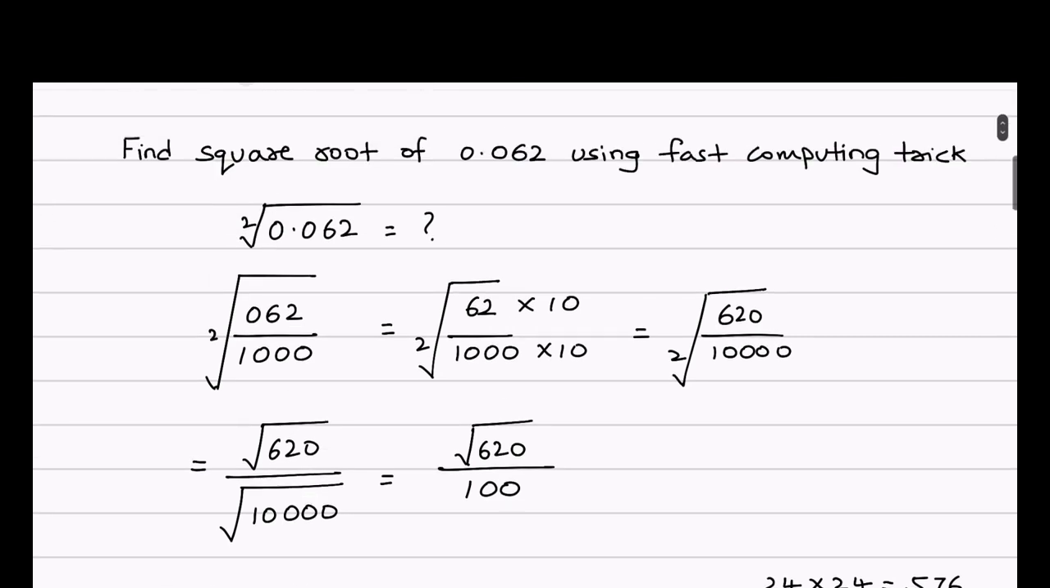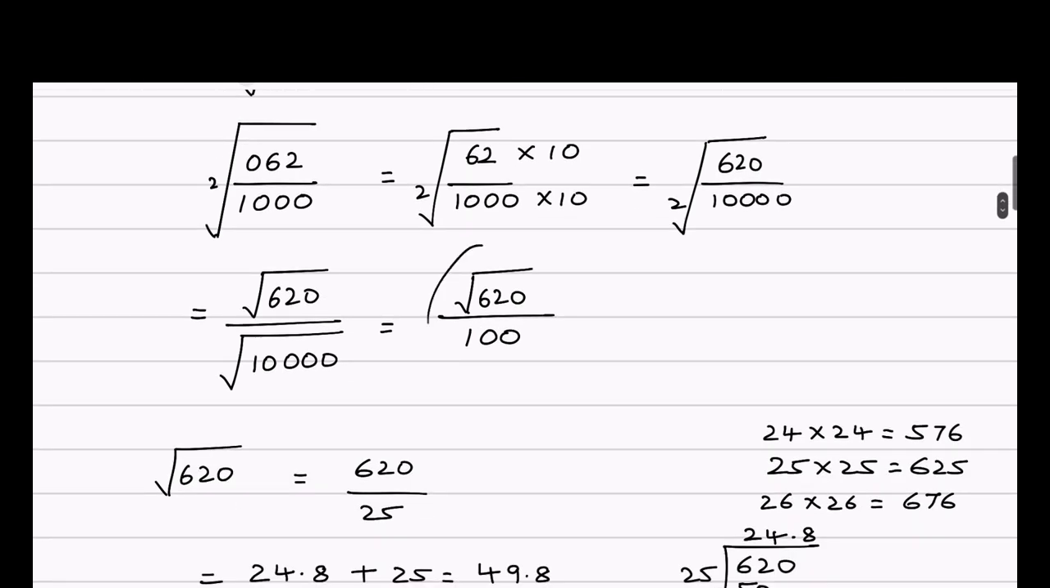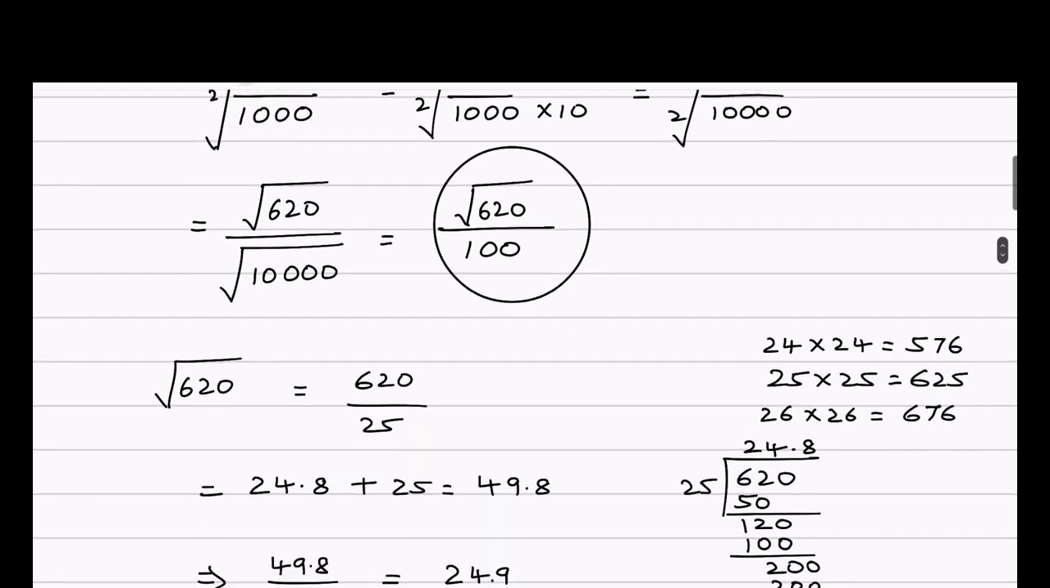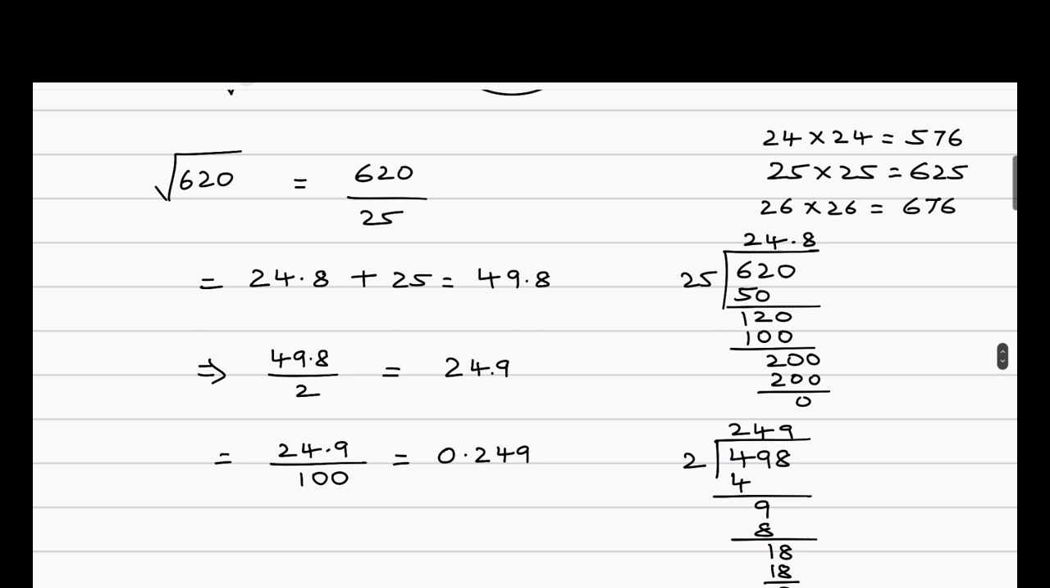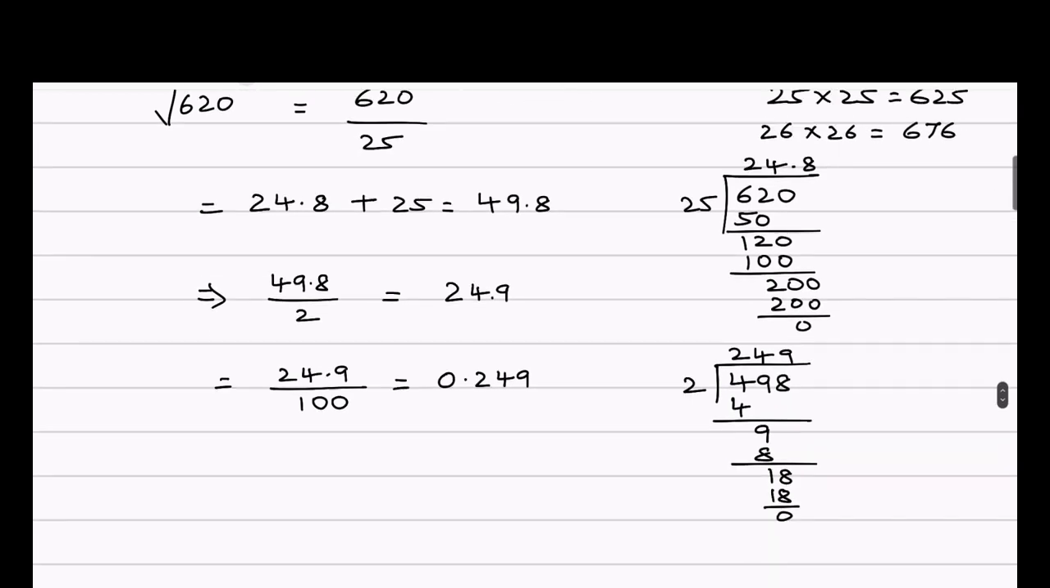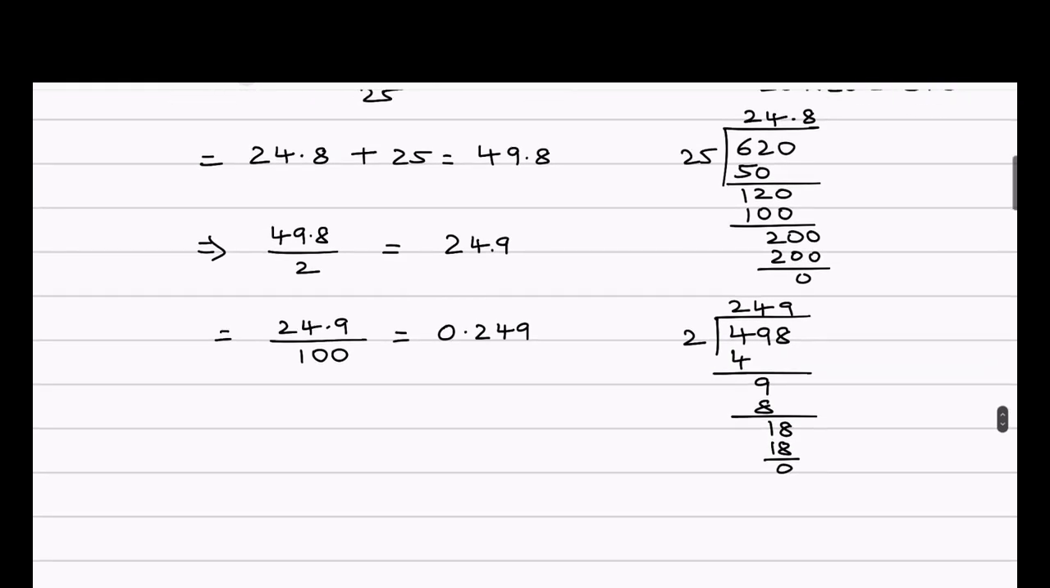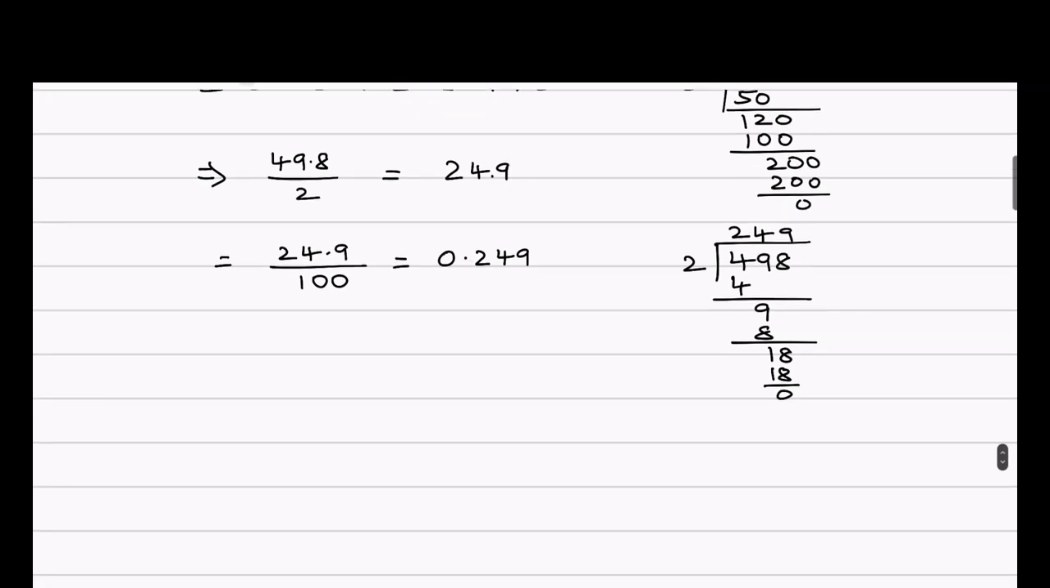Now we will go back to our earlier place where we had left the solution, the square root of 620 by 100. Now we will divide this 24.9 by 100, and therefore we will get 0.249. So the answer for the square root of 0.062 is 0.249.